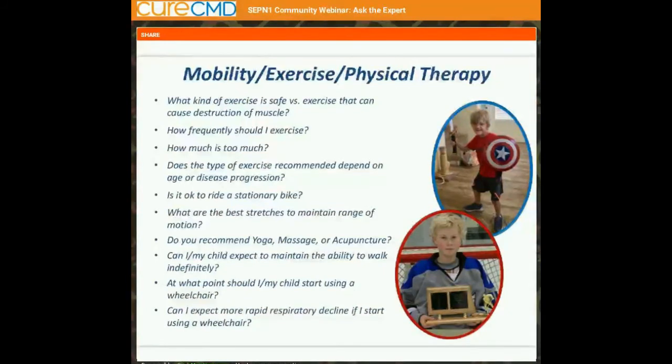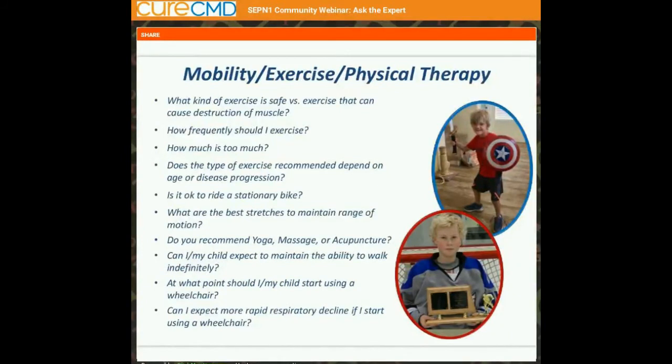Okay, now moving on to mobility, exercise, and physical therapy. What kind of exercise is safe versus exercise that can cause destruction of the muscle? I could comment a little bit to that. So typically what we recommend is more isometric exercise because it doesn't aim to break the muscle like eccentric exercise does. Eccentric being something like weightlifting, where, for example, if you're doing a bicep curl, you are putting a weight against an extended muscle in an effort to break it and then rebuild it.